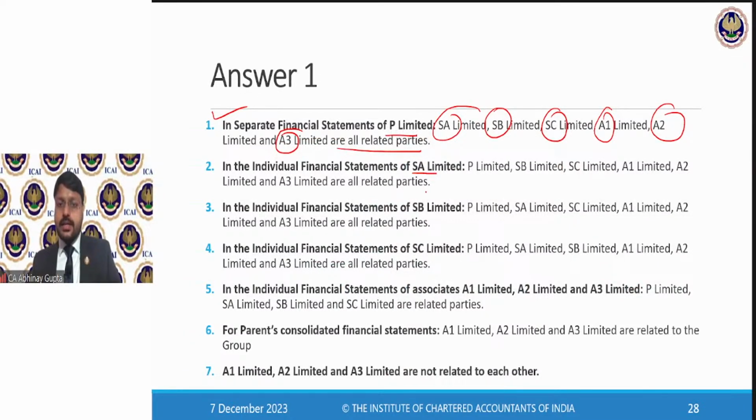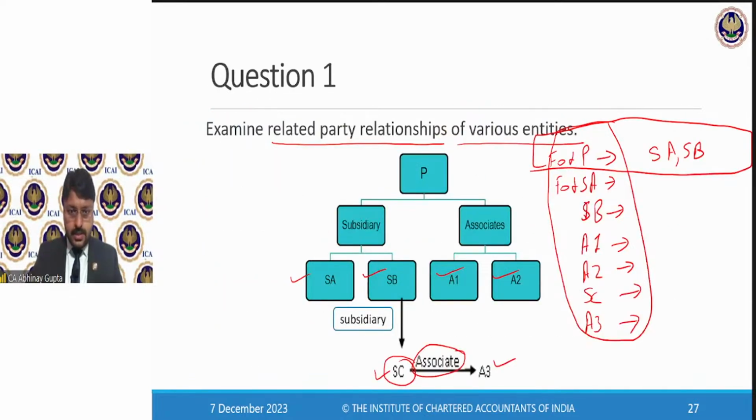For the individual financial statements of SA Limited, that is one of the subsidiaries, P Limited will anyway be related because it is a parent company, fellow subsidiary, associate within the group, and associate of a fellow subsidiary, right? Clear? Similarly for SB, P Limited parent, fellow subsidiary, associate of the group, and associate of the subsidiary. Similarly for SC Limited, parent, fellow subsidiary, associate of the group, and associate of the fellow subsidiary. Clear? Or rather, its own subsidiary. I think A3 was SB.